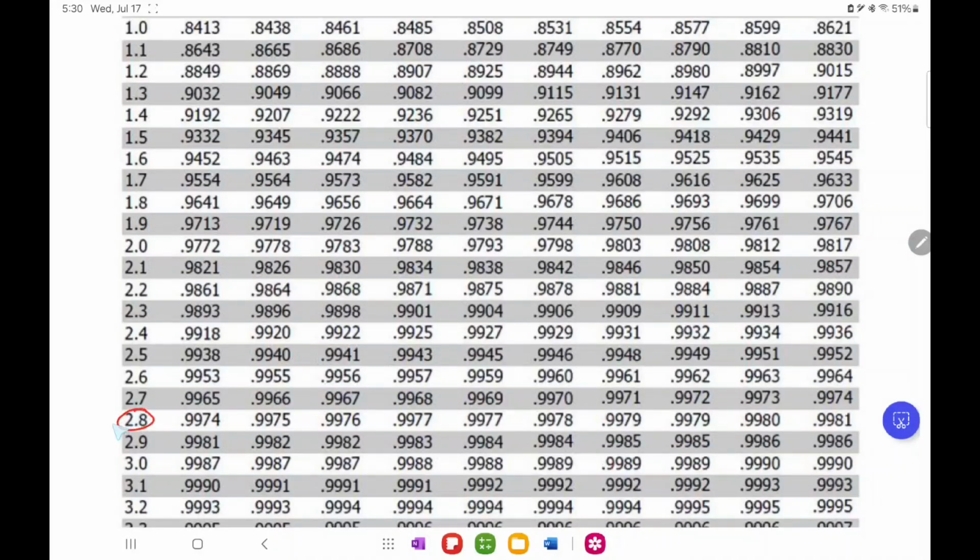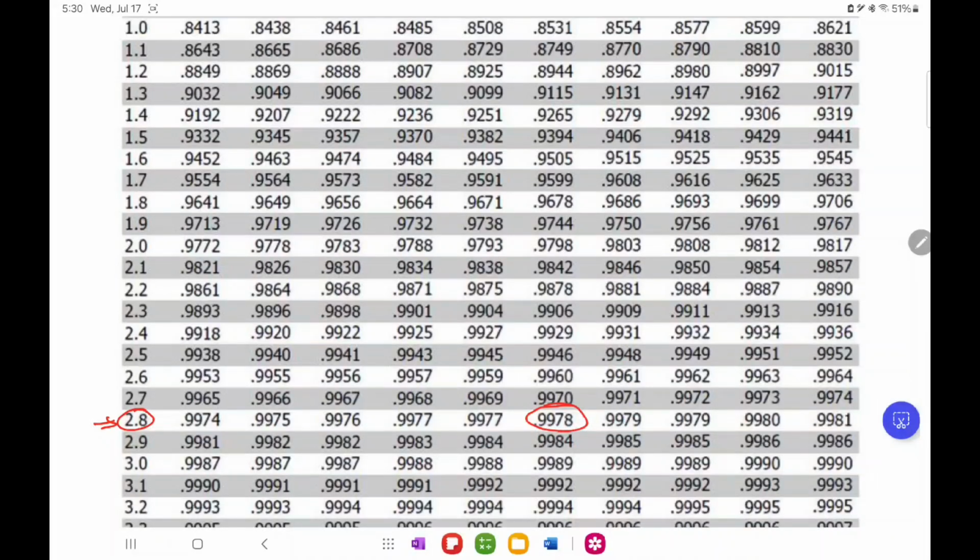So 2.8 is here. You first have to come down the first column of the Z value. So 2.8, stop here, and then for the second decimal place, which is 5, we start with 0, 1, 2, 3, 4, 5. So the corresponding area for 2.85 is 0.9978. This is the value, but this is the area to the left.